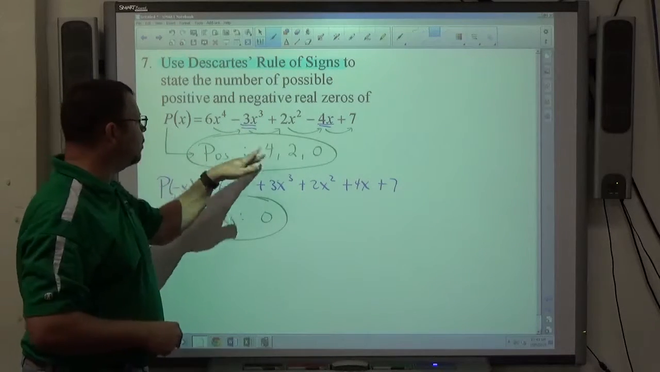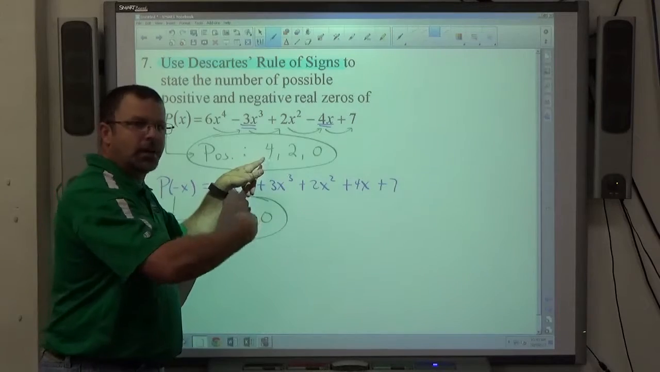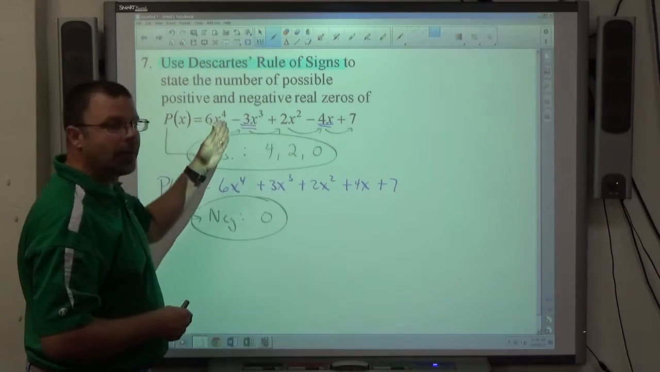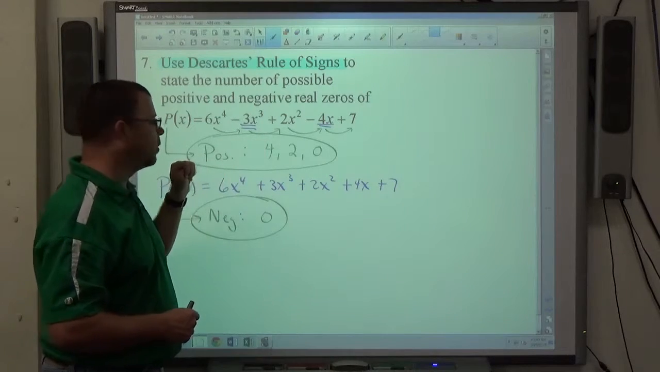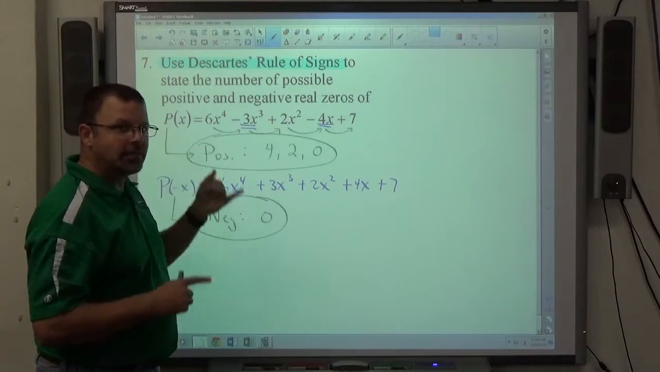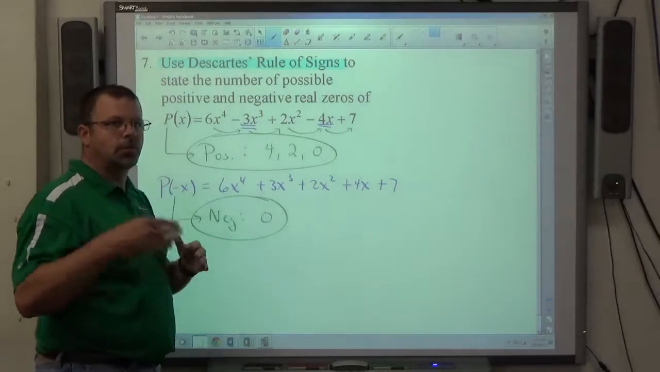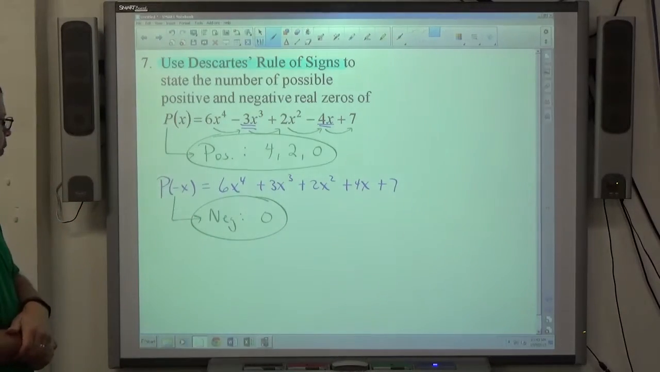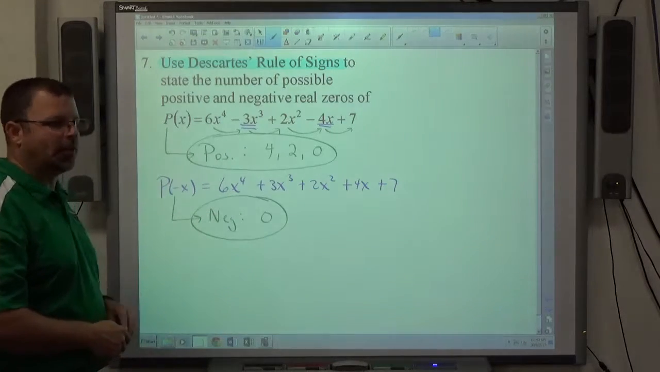And again, any answer you get for variations in sign, keep deducting 2 until you get down to 0 or 1. If there were 3 variations in sign, 3 or 1 would be the answer. If there were 8, 6, 4, 2, or 0, so just whatever the number is, keep counting down until you get down to 1 or 0. If you start at 0 or 1, that's all you have.